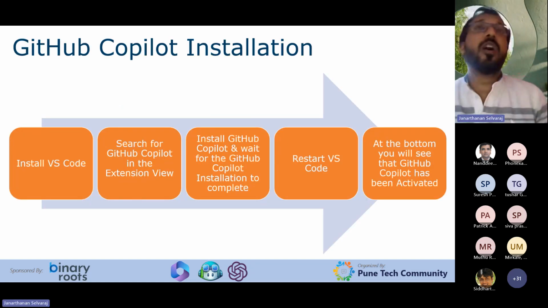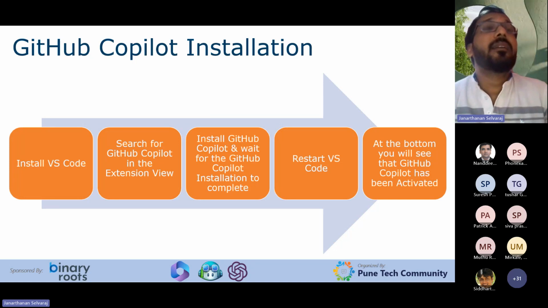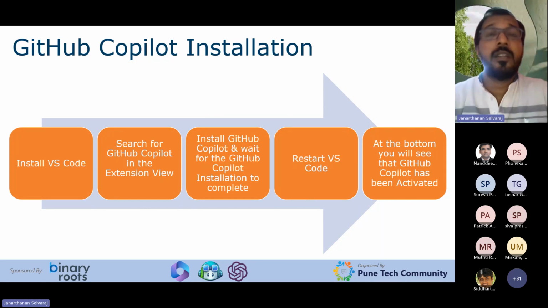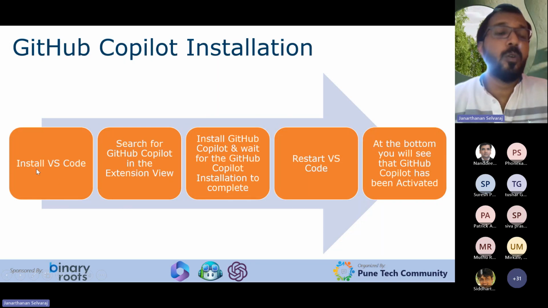So how will you install GitHub Copilot? The first and foremost prerequisite you should check for GitHub Copilot installation is whether you have installed Visual Studio Code. Whether you have installed Visual Studio Code or not, you have to check it out. After the successful installation of Visual Studio Code, you have to search for GitHub Copilot in the extension view of your Visual Studio Code.